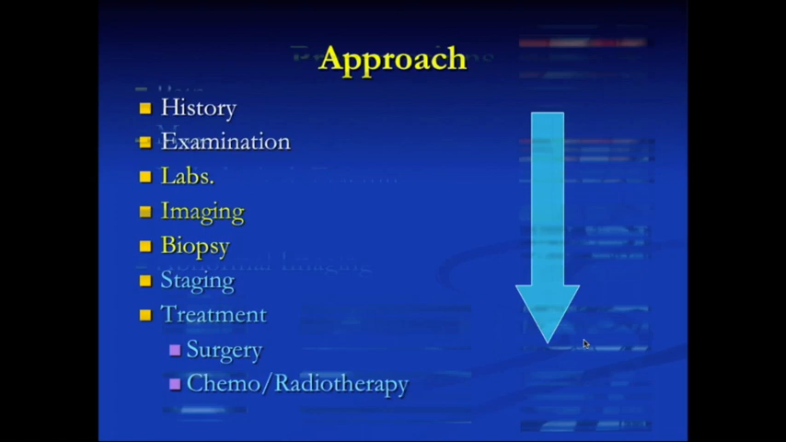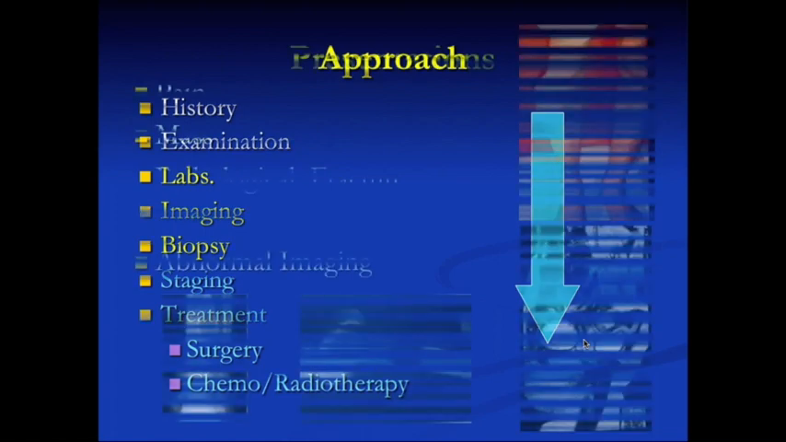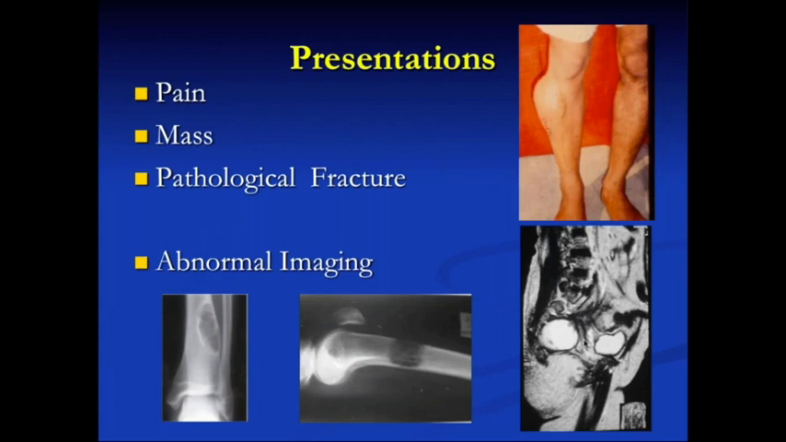So presentation invariably is a mass. It's painful, or it could be a presentation as a pathological fracture. What is a pathological fracture? A fracture which happens due to a trivial fall, or maybe a fracture which happens without any trauma at all. Or the third presentation could be an abnormal imaging which has come up in the workup of a patient due to some other reason. So a painful mass is the commonest presentation of bone tumors.